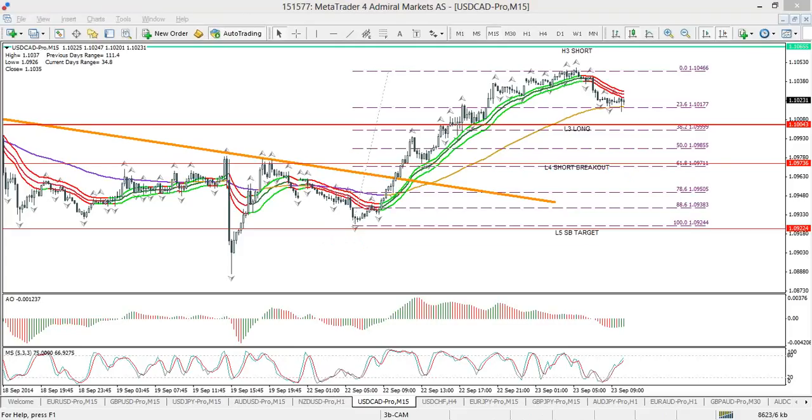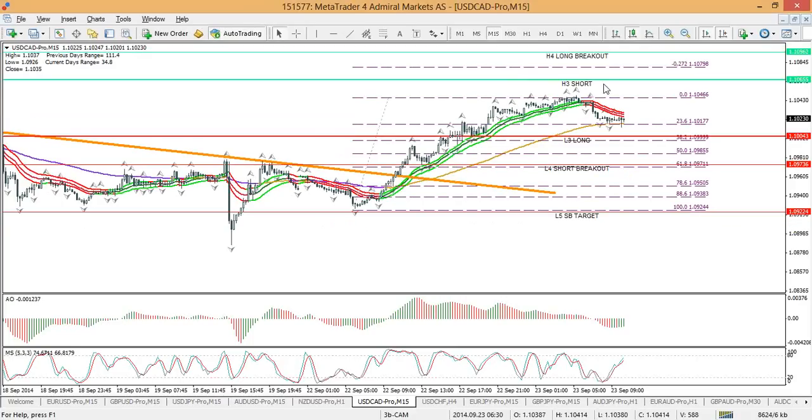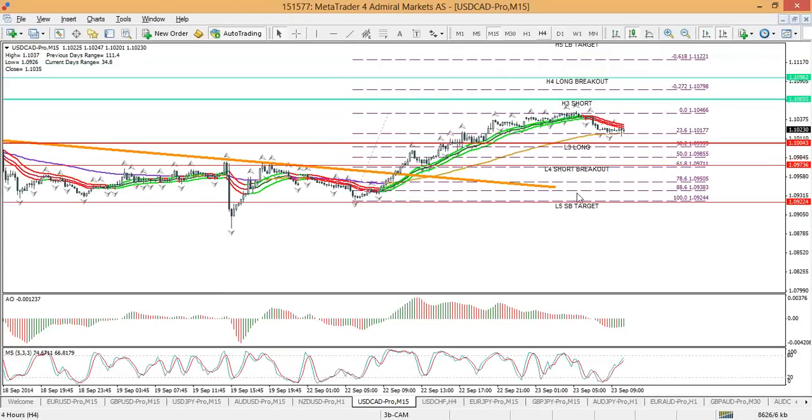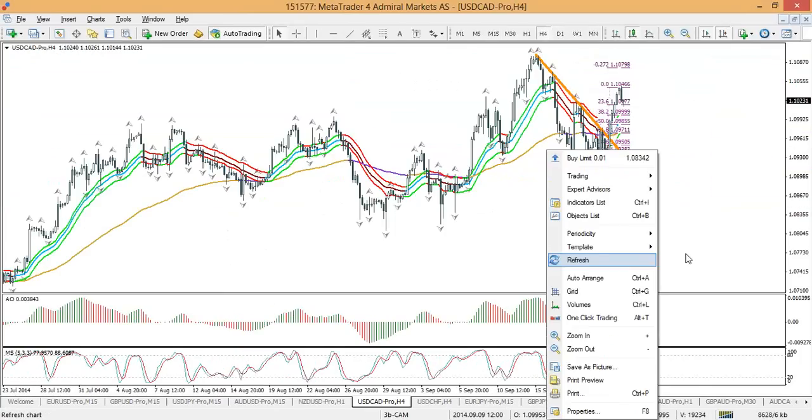All right. So that's basically the dollar CAD. We don't have that at the moment. We're still below the H3, so that could be the potential for today when price breaks up to the H4 L5. From a higher time frame perspective, I think that's pretty interesting.